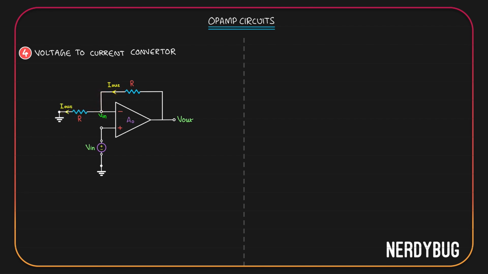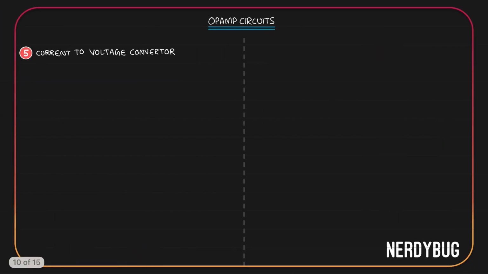Now, I out is the current flowing through this resistor R. It has a potential V in on one side and 0 on the other side. Current is flowing in this direction, so current will be V in minus 0 divided by R. That means output current I out is actually just V in divided by R. Clearly, output current is directly proportional to the input voltage. What we have is a voltage to current converter.